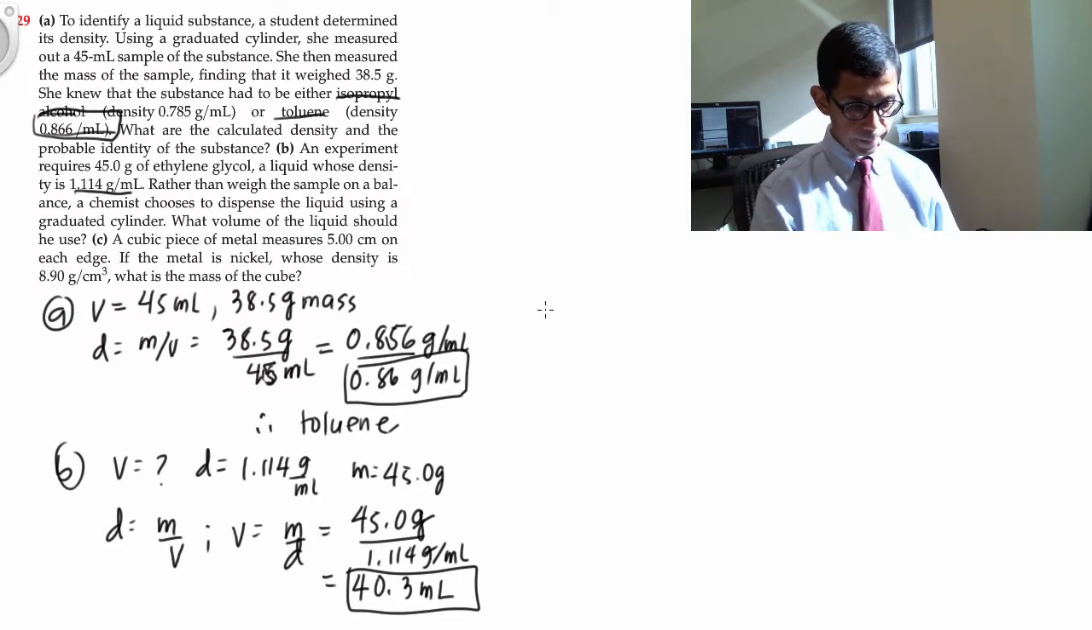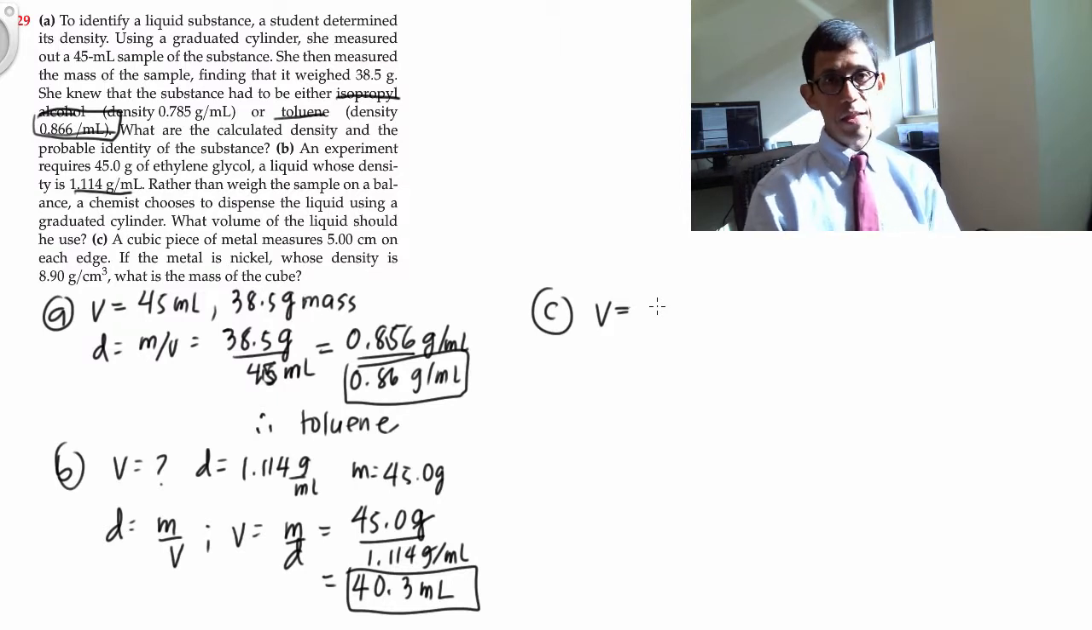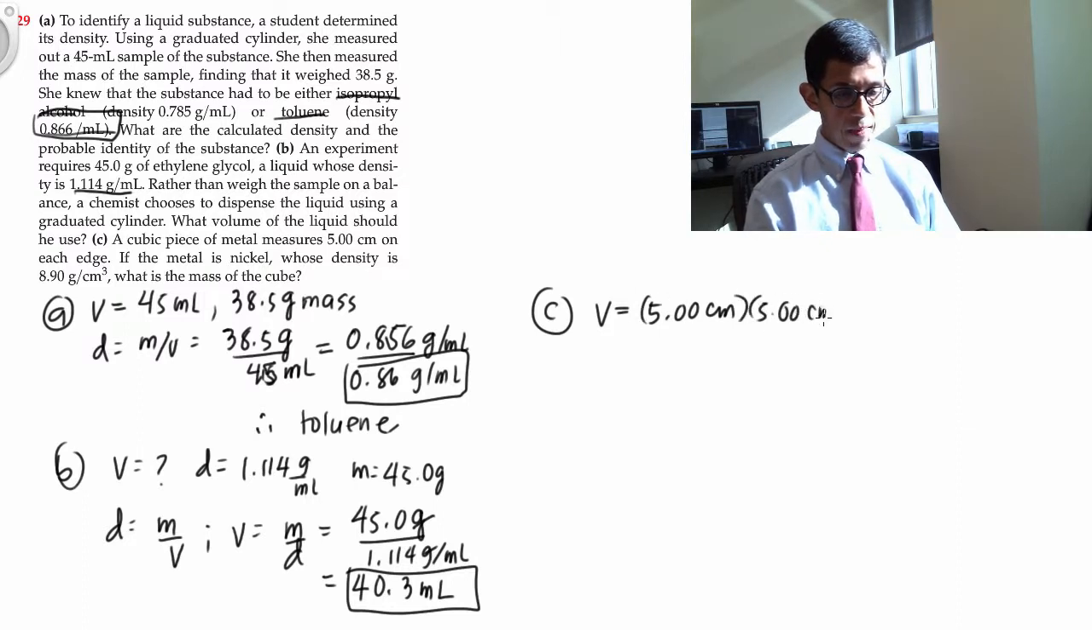Okay, part C. A cubic piece of metal measures 5.00 cm on each edge. If the metal is nickel, whose density is 8.9, what is the mass? So it's a cubic piece of nickel, so we can calculate the volume. Volume is length times width times height. Since it's a regularly shaped object, a cube, it's 5.00 cm length times 5.00 cm width times 5.00 cm height. So that should give you 125 cubic centimeters.